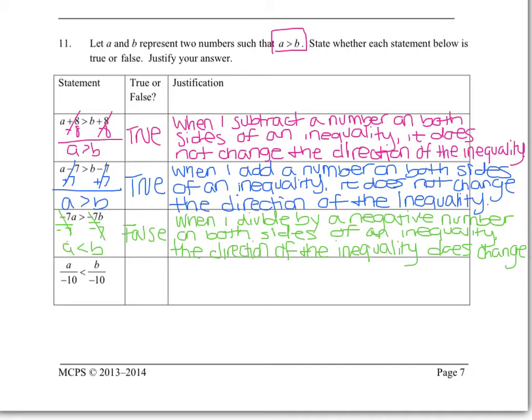Finally, for the last one, we have A divided by negative 10 is less than B divided by negative 10. So multiplying both sides by negative 10 gets A and B by itself, but because we multiplied by a negative number, I have to change the sign again. And here we have A is greater than B, which means that this is true.